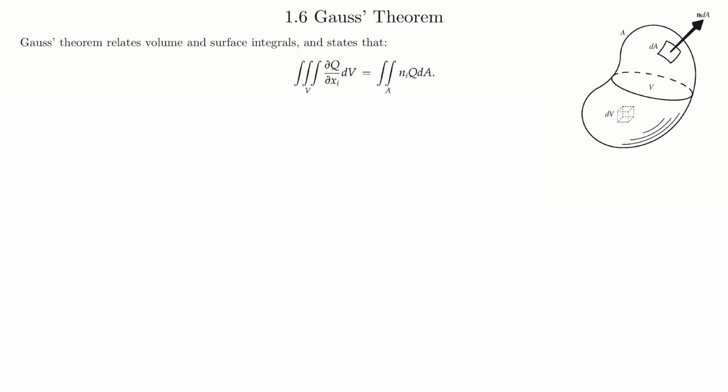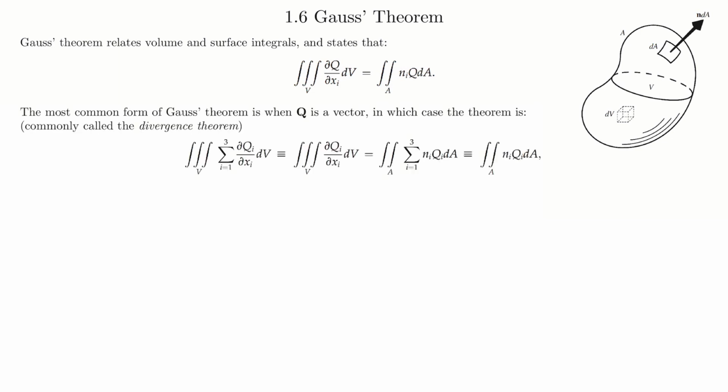We're going to finish now with two very useful theorems. Firstly, we'll look at Gauss's theorem. And Gauss's theorem here relates volume and surface integrals. So I've shown the figure on the right there. dV is the volume integral, dA is the surface integral. And so according to Gauss's theorem, we have this equation here. The most common form of Gauss's theorem is when Q is a vector. And in that case, the theorem, which is commonly called the divergence theorem, looks like this here, nicely written out in our index notation there. Since the summation is implied, we have that this equals this.